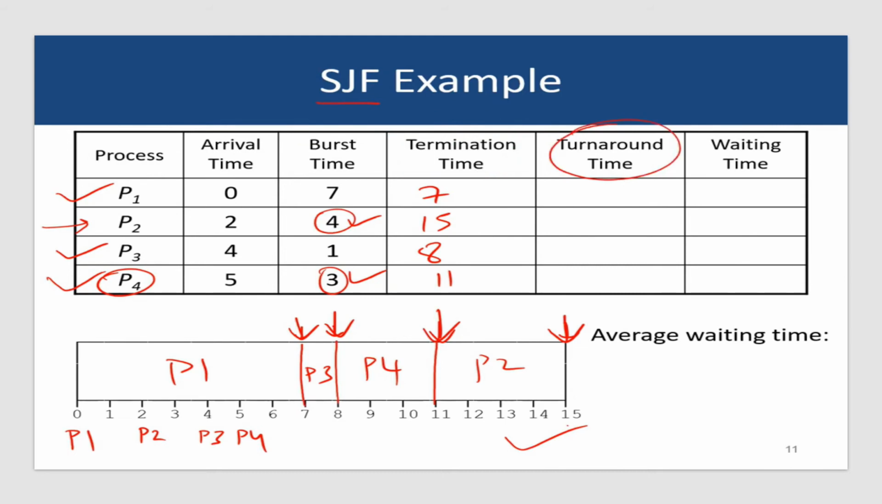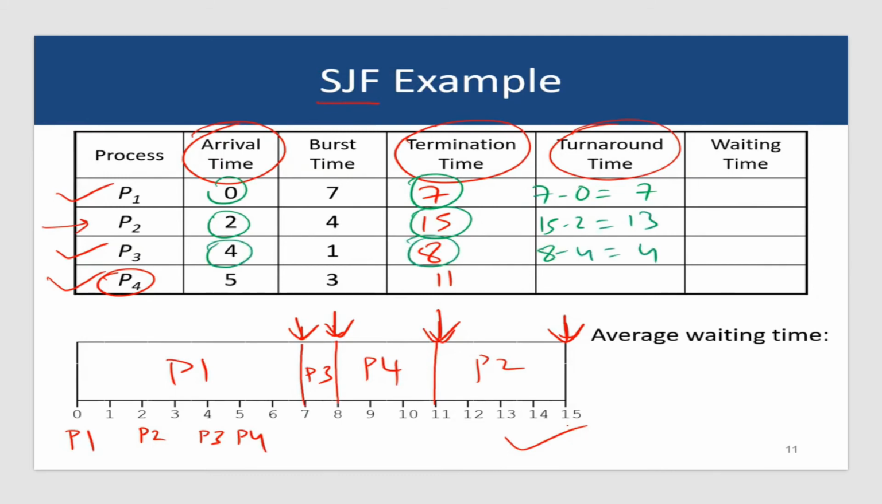Next is the turnaround time. Recall, the turnaround time is basically the time that elapses from the beginning of the process to its end. Essentially in this table, the turnaround time would be the termination time minus the arrival time. Therefore, the turnaround time for P1 is 7 minus 0, which is 7 itself. For process P2, it would be 15 minus 2, so 13 milliseconds. For process P3, it would be 8 minus 4, so 4 milliseconds. And for process P4, it would be 11 minus 5, so 6 milliseconds.